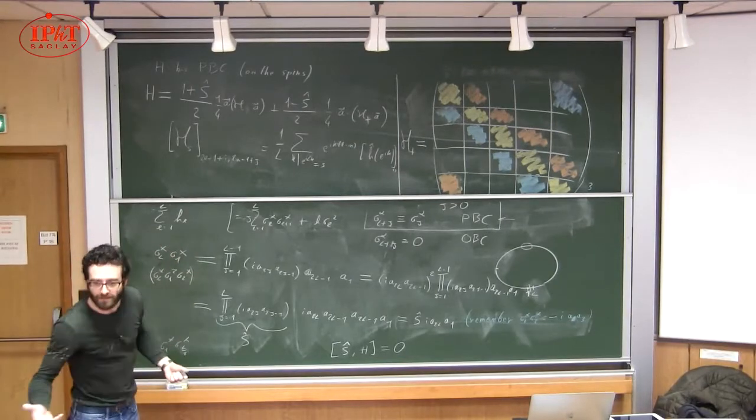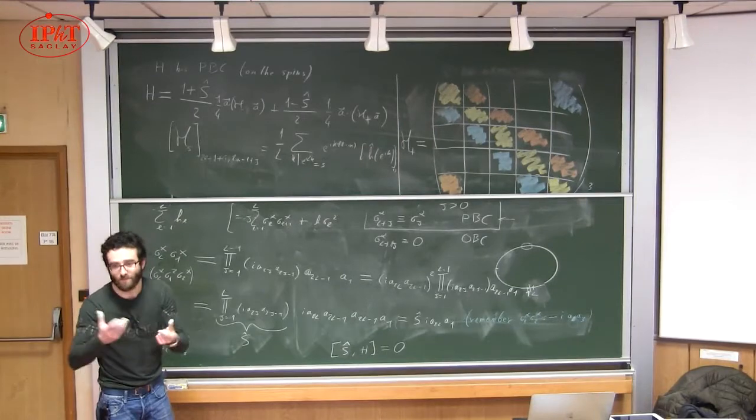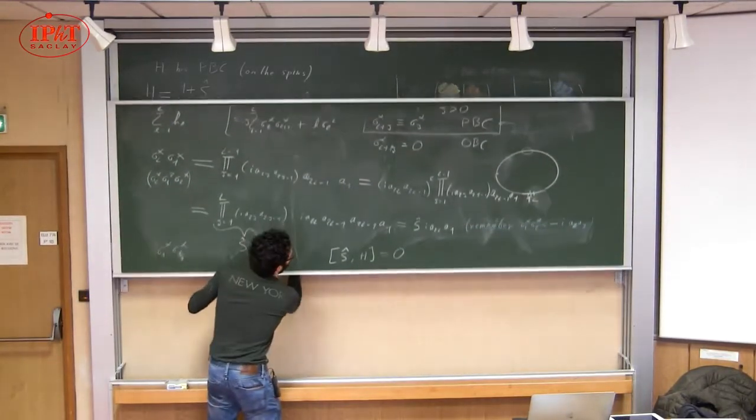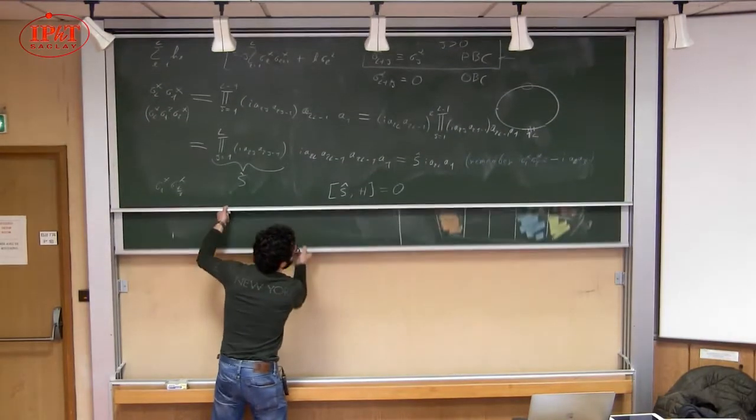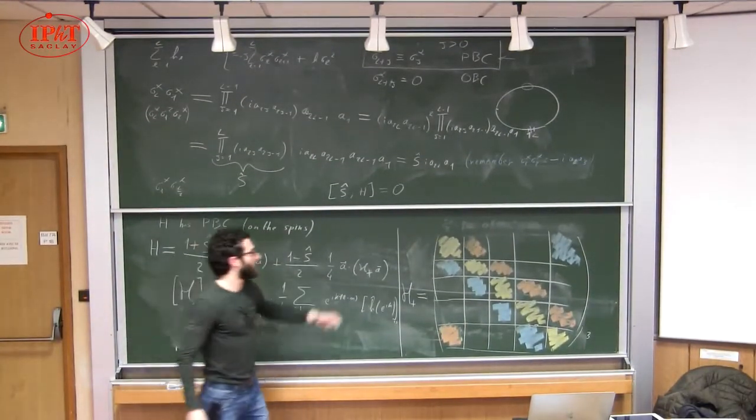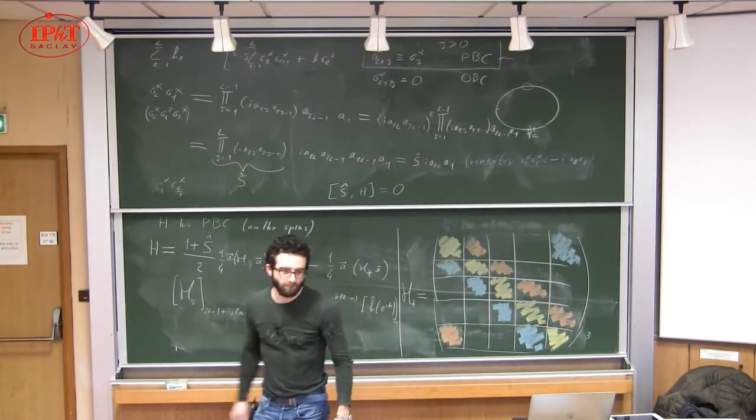What's the shape of these matrices? Because after all, we are considering a translation invariant model, so they should be sufficiently simple. And this is what you find. So you see that these matrices have a block structure. They are 2 by 2 structure.